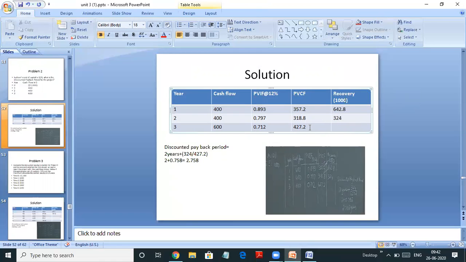And 324 minus 427.2. So see here, in the second year you still need 324, but in the third year the cash flows are high, so we need 2 full years. So 2 years plus I need 324 divided by the whole cash flow 427.2. You will get the proportion of the third year, which is 0.758. So you need 2.758 years to recover this particular amount. So this is how you'll have to do it. For the discounted payback period, first find the present value of cash flows and then do the recovery.